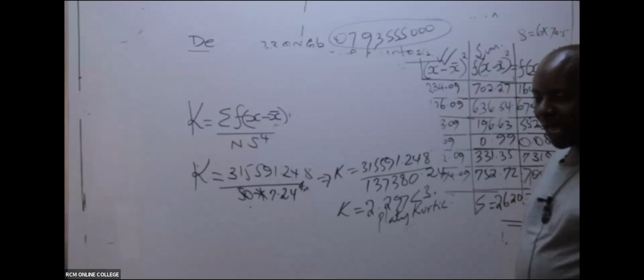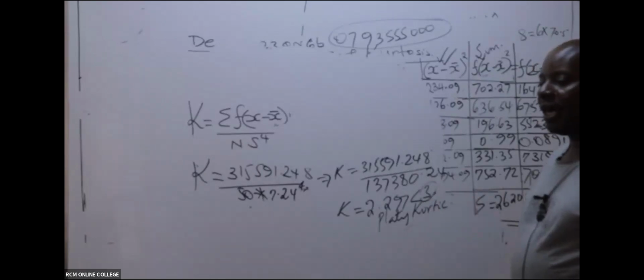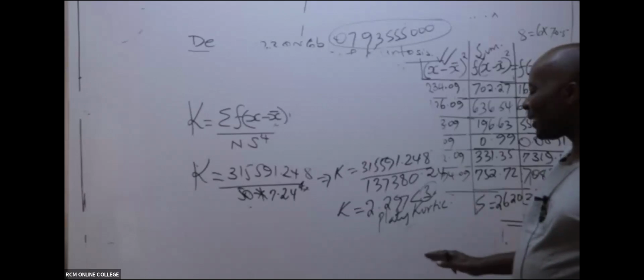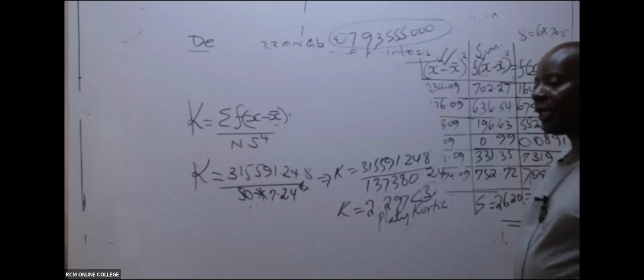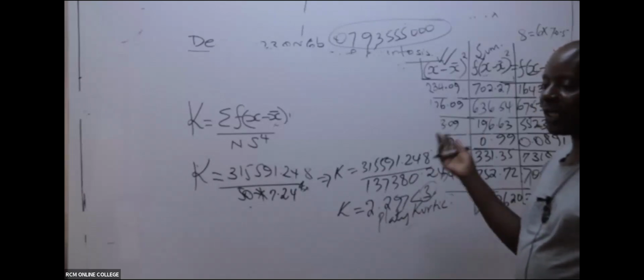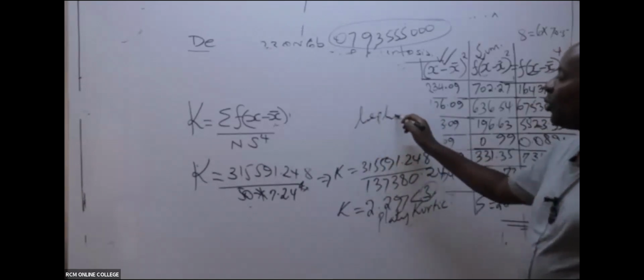So 2.297 is less than 3. 3 is normally the standard, meaning what? It's flat, so it's platykurtic. All right. Remember, if it was to be more than 3, like 5, like 6, then we would have spoken about lepto.